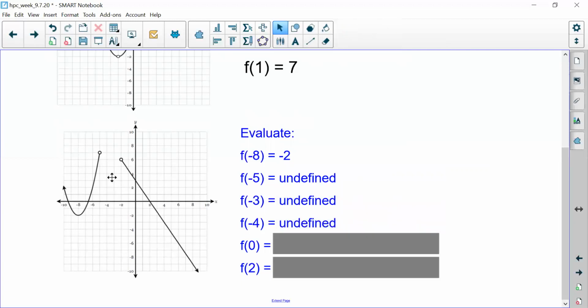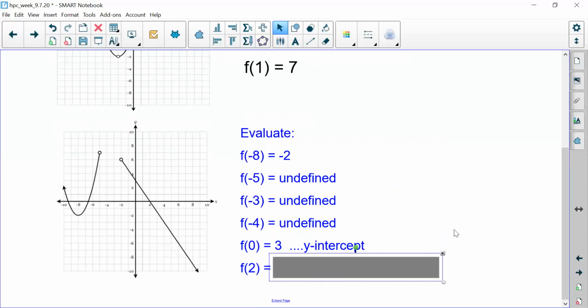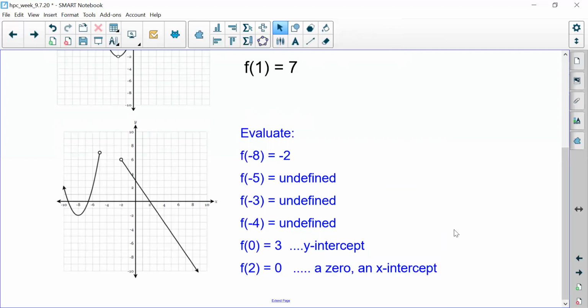F of negative 3, the graph is nowhere to be seen when x is negative 3. Same with negative 4. F of 0 is 3. That's on the linear part. Also the y-intercept. And f of 2 is also on the linear part. That when x is 2, looks like the result is 0, which is called the x-intercept.